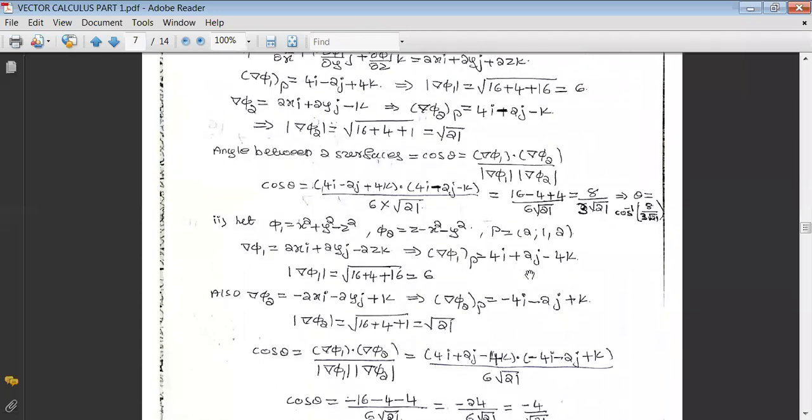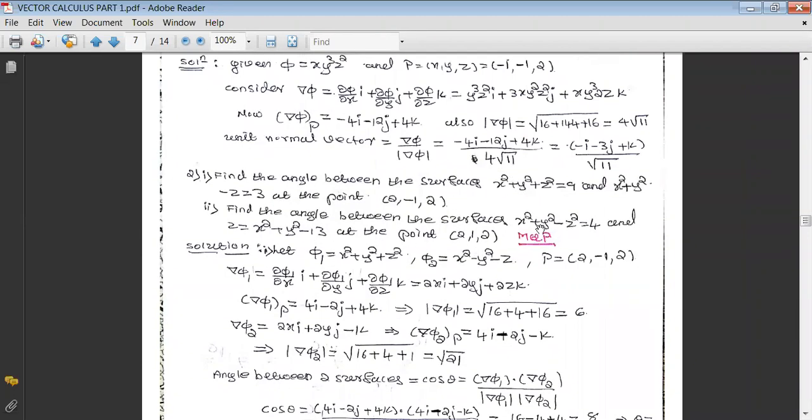Actually, minus of minus should be plus and this should be minus, anyhow there will be a balance. If you simplify, that is 16 by 6, that is 8 by 3 root 21, and we get theta equal to cos inverse of 8 divided by 3 root 21. Now coming to the second example.